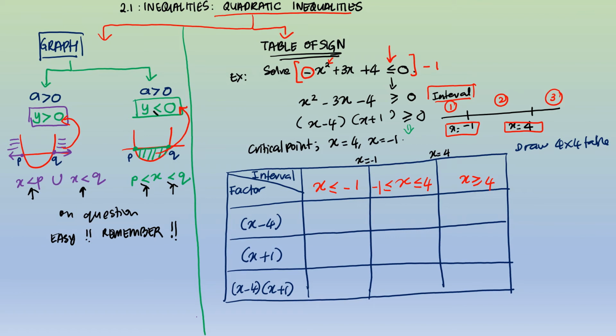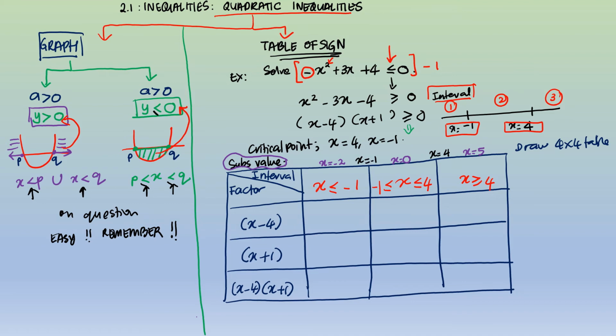Next step will be to substitute values. Let's use the purple color to show the value that lies in the interval. For example, here, what is the nearest value that is less than -1? I choose x equal to -2. How about here? Between -1 and 4, the easiest number will be 0. And here I will choose 5. What your job is, is to substitute the value that we choose inside the factor for us to know what the sign is.